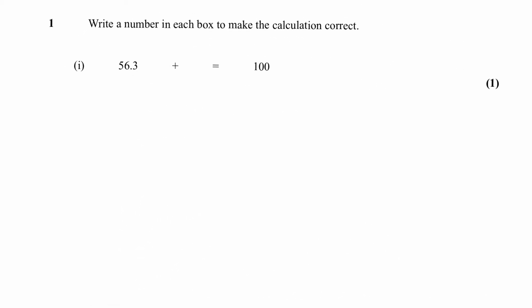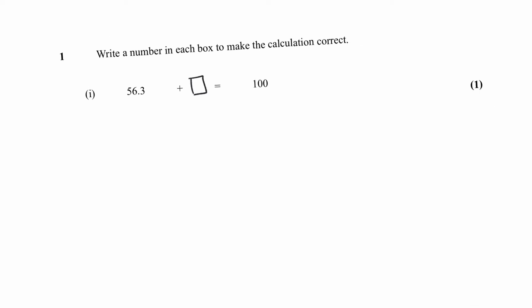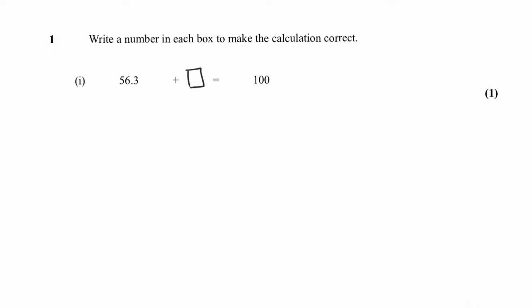So first question says write the correct number in the box. The box is not there, but hypothetically speaking the box would be there. So because it's a calculator question, which is really nice, all you need to put into your calculator is 100 take away 56.3, and that should leave you with an answer of 43.7.